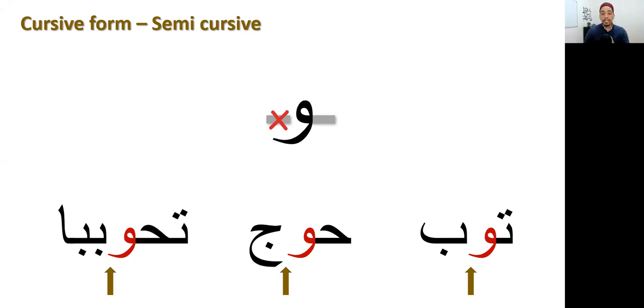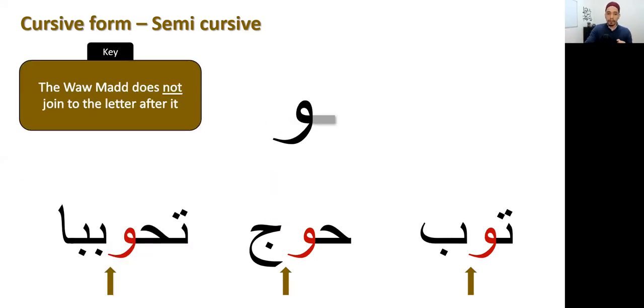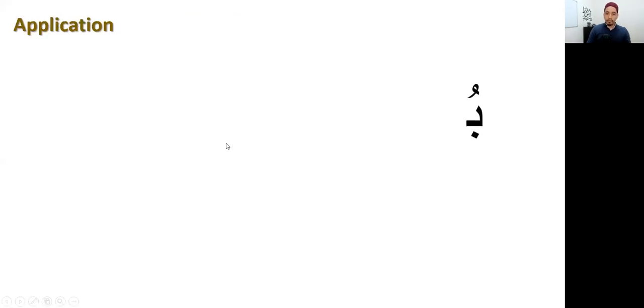And obviously, the letter coming after it will take its form as it is at the beginning of a word, right? Because it's as if you're starting a new word, because that letter can't join to the letter before it, right? So it will basically take a different shape. Okay. So the waw mad does not join to the letter after it. Semi-cursive. Okay. Let's do an application quickly.